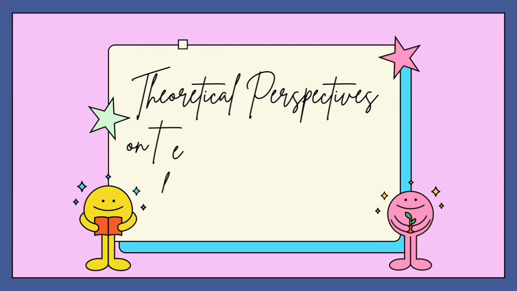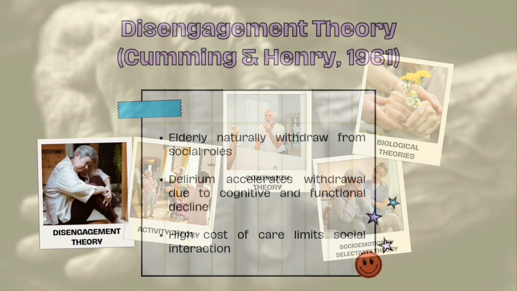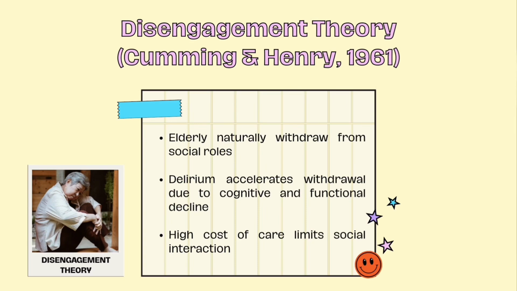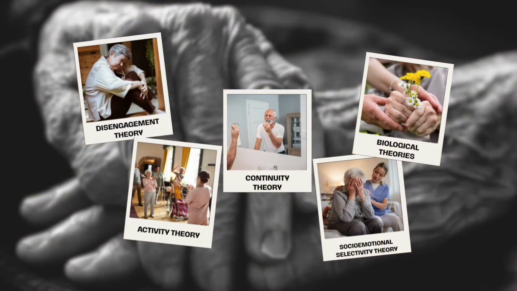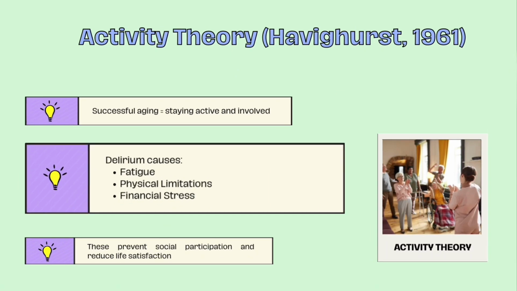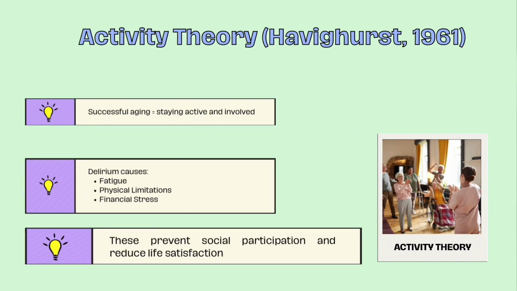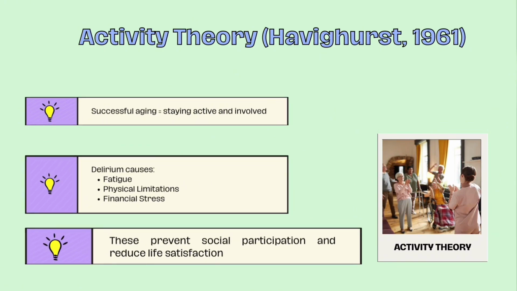Theoretical perspectives on the impact of delirium in elderly. Disengagement theory explains that older adults slowly withdraw from social roles. Delirium speeds this up by affecting memory and body functions. High care costs also make it harder for them to stay socially connected. Activity theory says aging is healthier when seniors stay active and involved, but delirium causes fatigue, health issues, and financial stress, which limit their participation and lower life satisfaction.